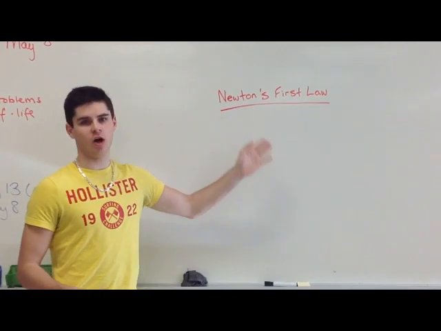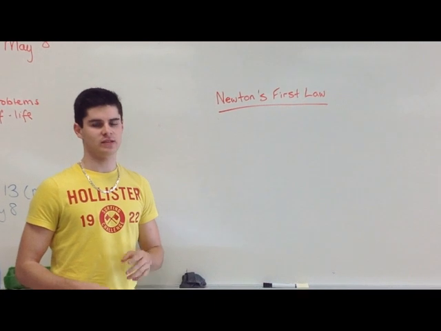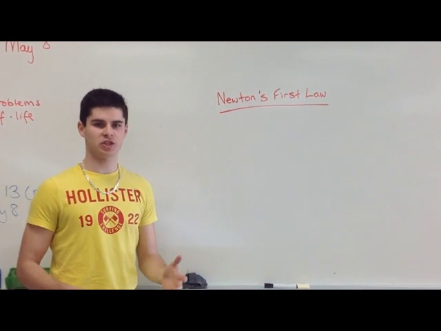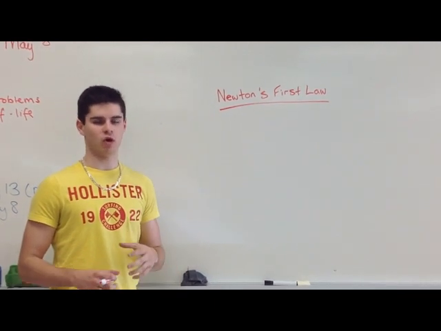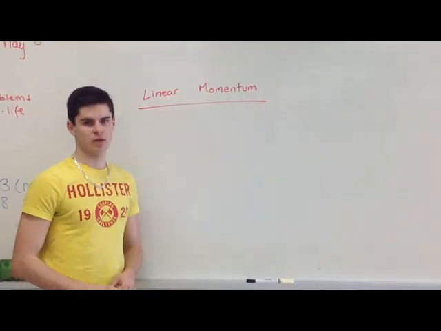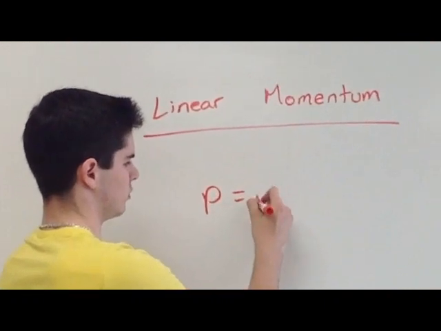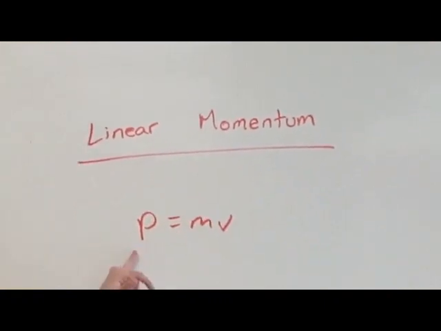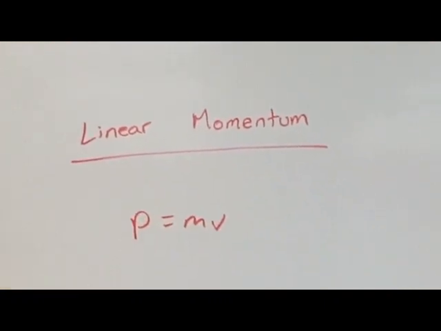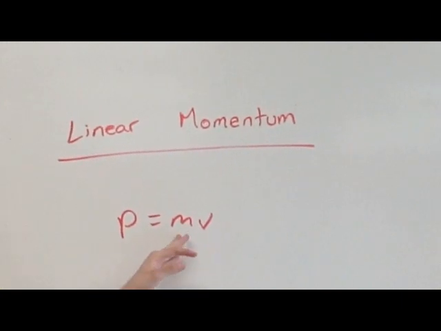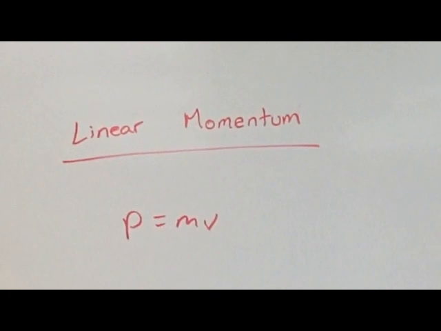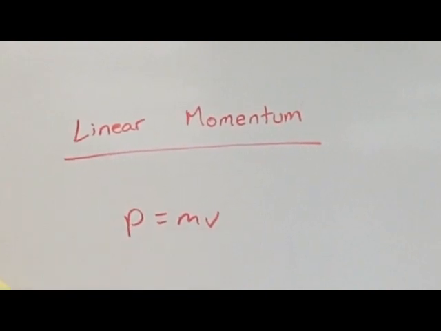Newton's first law also applies to momentum. It states that the momentum of an object will never change unless something interferes with it or a force is applied. The formula for linear momentum is P equals mv, where P represents the momentum in kilograms meter per second. The mass is the m value, which is measured in kilograms, and the v is the velocity, measured in meters per second.